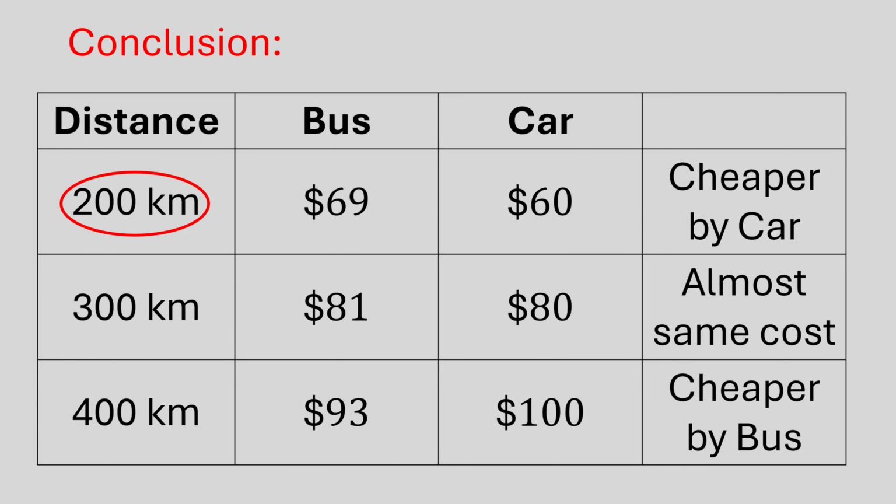Conclusion: for shorter trips, less than 312.5 kilometers, the car is cheaper. 312.5 kilometers is the distance where both costs are equal. For longer trips, more than 312.5 kilometers, the bus is cheaper.